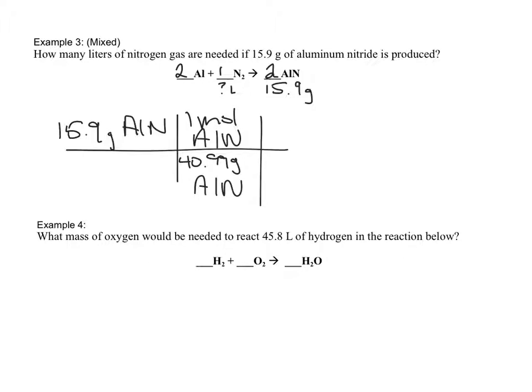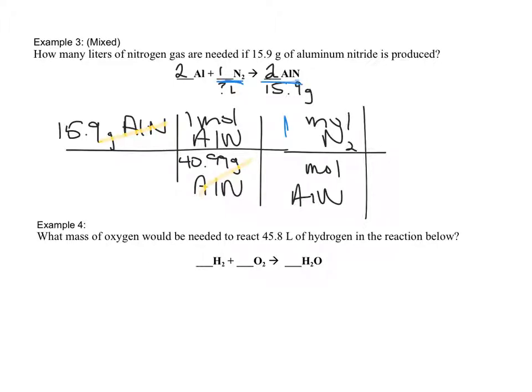So that's going to cancel out our grams of aluminum nitride. We now have moles of aluminum nitride, and since we have moles, we can now change our substance. So I've got to put moles of aluminum nitride down here on the bottom, 2 moles of, and 1 mole of nitrogen, N2. So let's check our mole ratio here. For every 1 mole of N2, I get 2 moles of aluminum nitride. So there's my mole ratio.